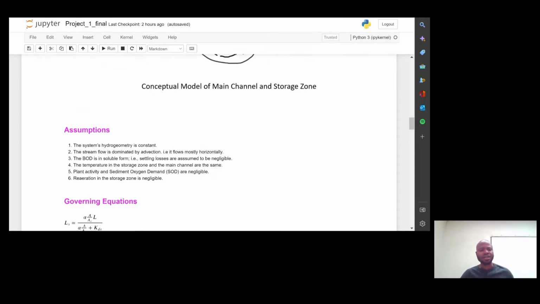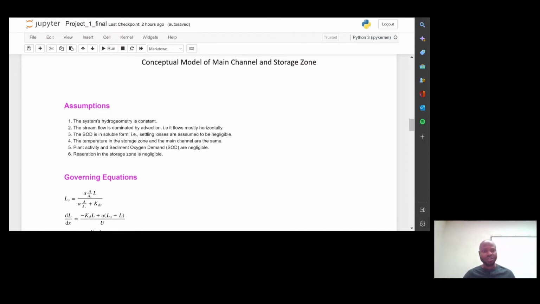Some of the assumptions in this project are that the shape of the main channel and the storage zone are constant, that the stream flows in a predominantly downstream direction by advection. Another assumption is that temperature in the storage zone and the main channel are the same. But a critical assumption in this project is that re-aeration in the storage zone is negligible.